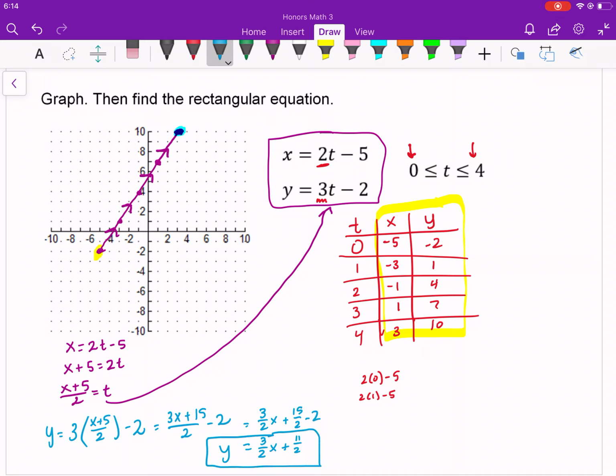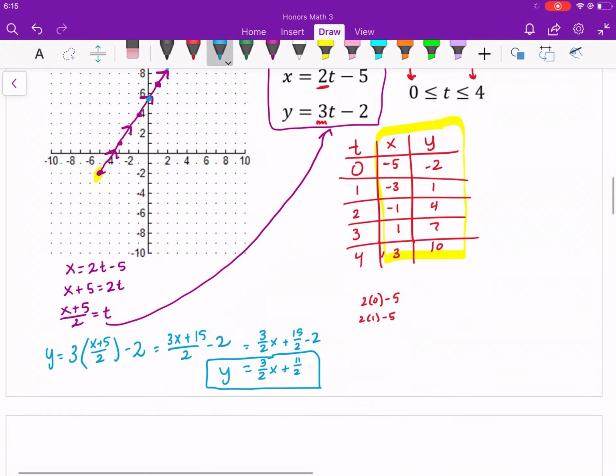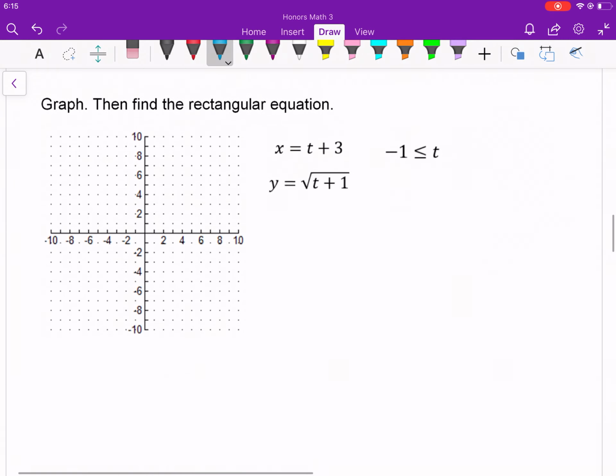I really wanted to simplify it down a ton just to show you. 11 halves is 5.5. Notice this is a graph, or a line, and then a slope of 3 halves going up 3 over 2. And you'll notice that actually fits right with our graph. So it's a great way to check to make sure you graph something right. So that's it. It's pretty easy. Let's do a couple more.